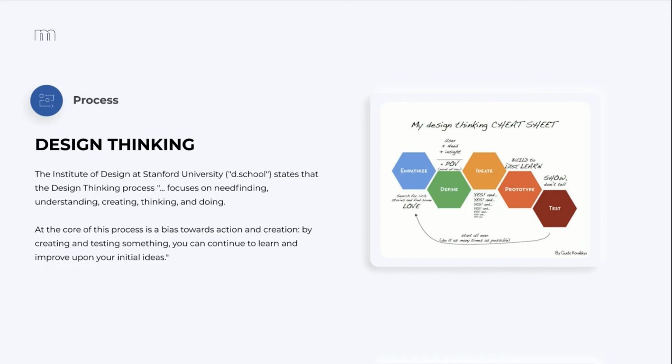In the test phase, we are looking if everything works as expected. The results of the testing are often used to go back to the first stage to pay attention to new problems and to redefine how users interact and what they want and need. This creates a bias towards action and creation, since by creating and testing something, we can continue to learn and improve upon our initial ideas.